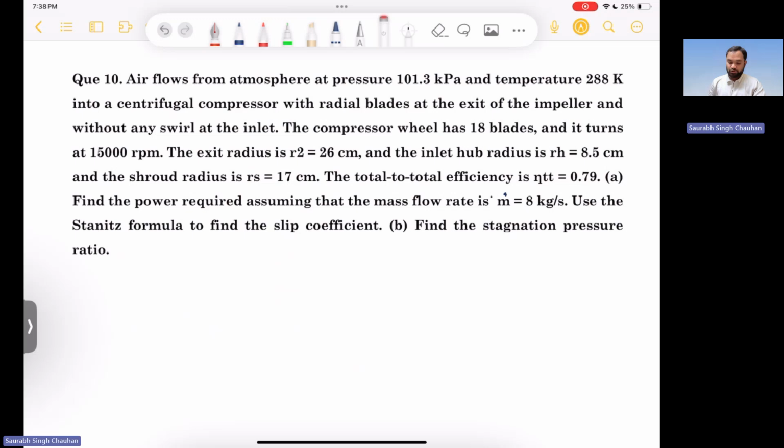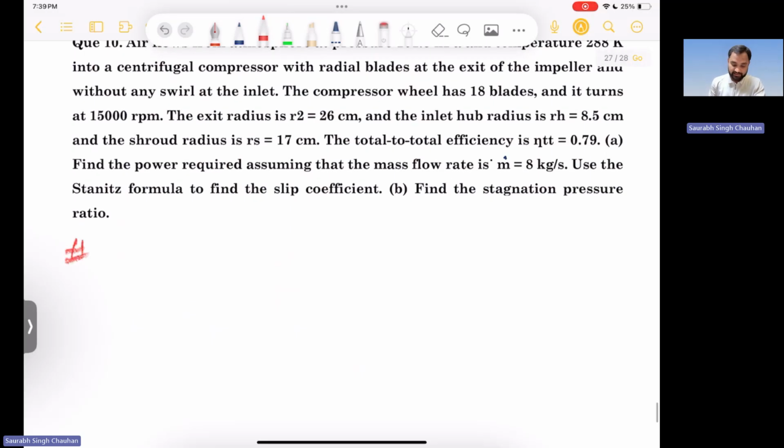Most of the things we have already discussed in the previous questions, right? For example, if the radius is given and angular velocity is given, then you can calculate the tip velocity, U1 and U2. The slip coefficient we discussed. Now it is saying that we have to use the Stanitz formula. It has already been discussed in the lecture, I will just write it again.